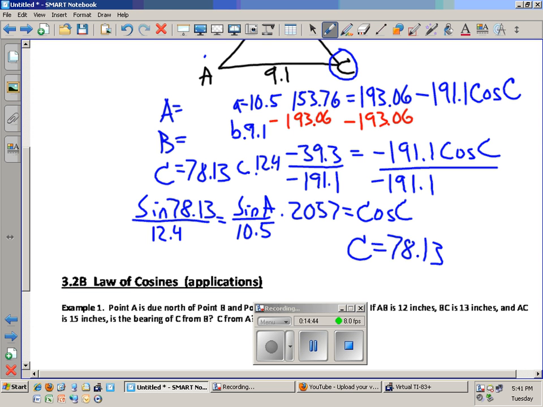Now it's time to go ahead and solve for that, and you'll be able to figure it out. I'm out of time here. I've got 10 seconds left, but that's how you could carry out that problem from there, and you should be able to use the law of cosines to solve this problem.